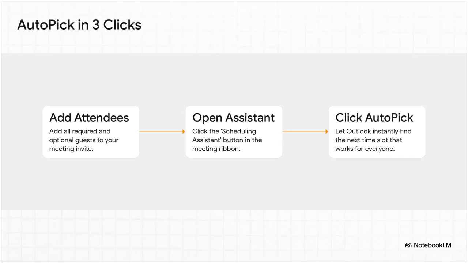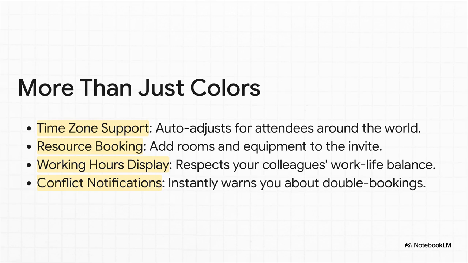And here is the magic button. It's called AutoPick. Sometimes you'll see it as suggested times if you're on the web. It does all the heavy lifting for you. You just pop in your attendees, click on the assistant, and hit that one button. And bam! Outlook scans every calendar and zips you to the very next time slot that works for everybody. It's really that easy.